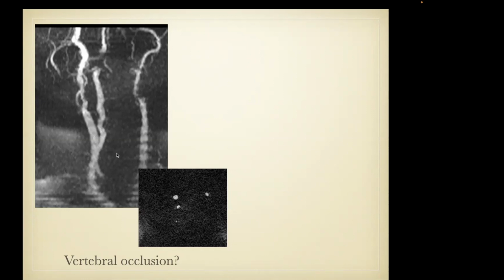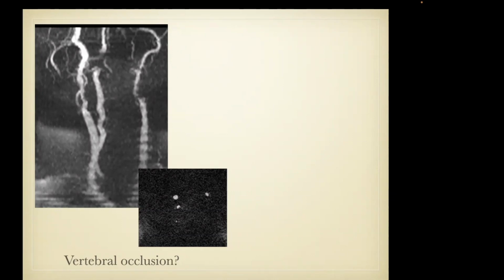You see flow-related enhancement in one vertebral artery, but not in the other vertebral artery. So we see only 3 vessels instead of 4. So should we conclude that this is a case of vertebral occlusion? That would be incorrect. What you can say is that there is either vertebral occlusion or there is reversed flow in the vertebral artery.